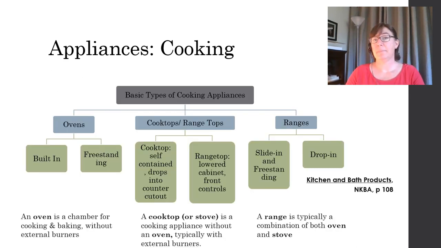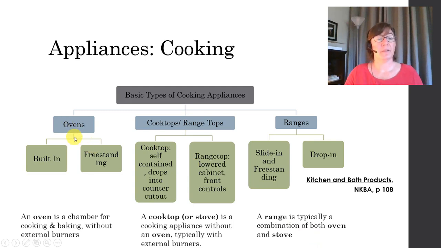There are three basic types of cooking appliances: ovens, cooktops, and ranges. Let's take a look at some definitions down here. An oven is a chamber for cooking and baking without external burners. So it's enclosed. A cooktop, and we'll talk about range tops a little bit later, or a stove is a cooking appliance without an oven. Okay, it's typically just external burners. A range is a combination of an oven and a stove together.